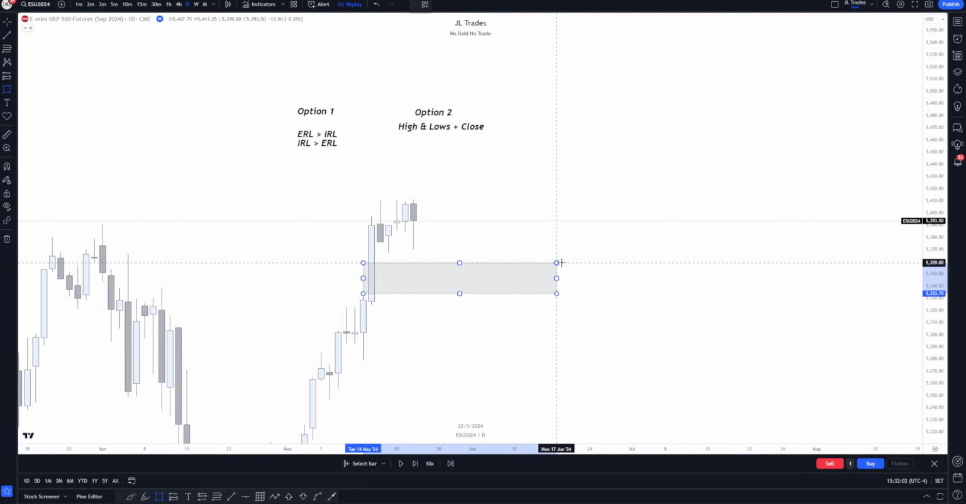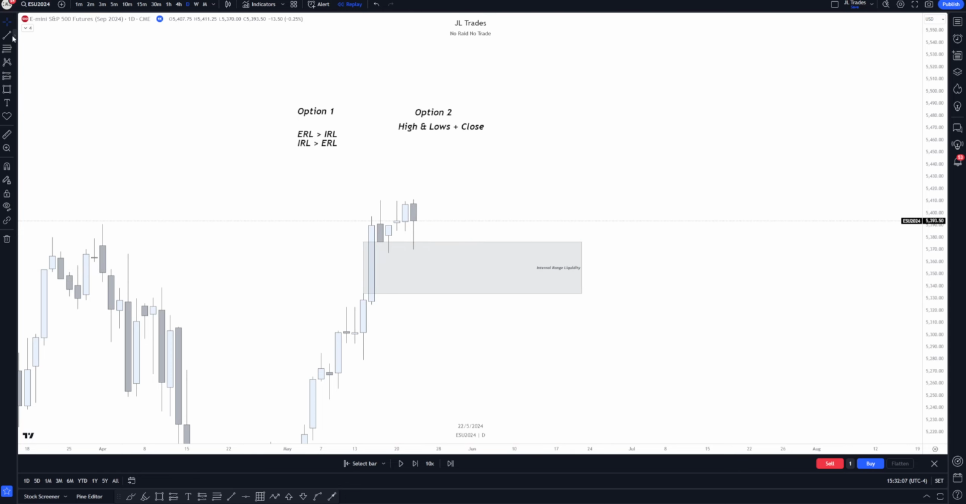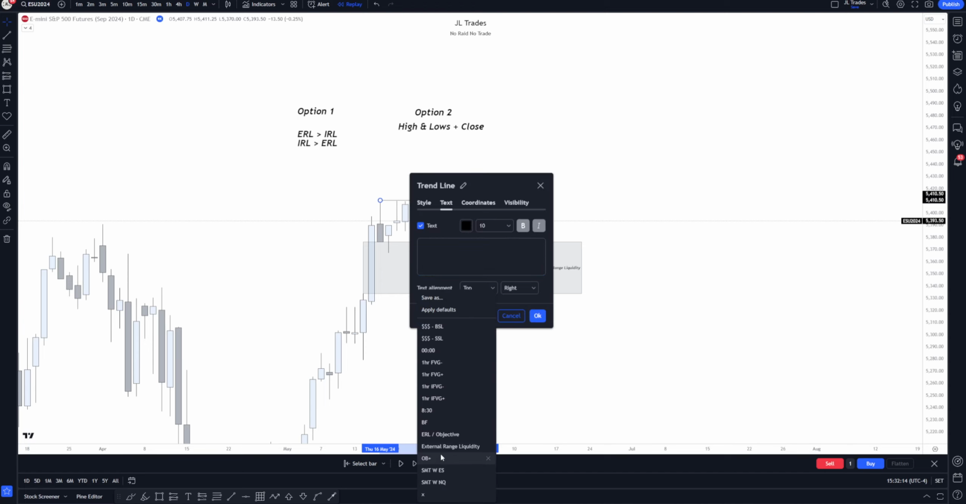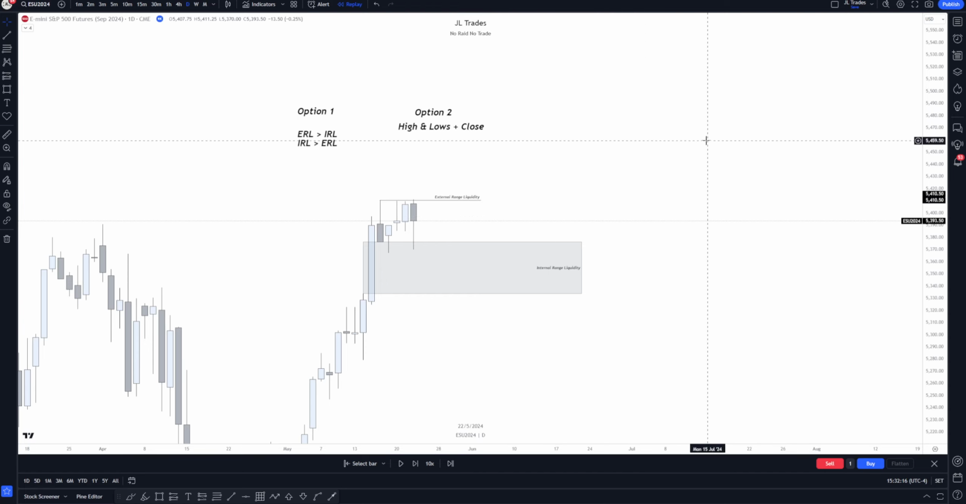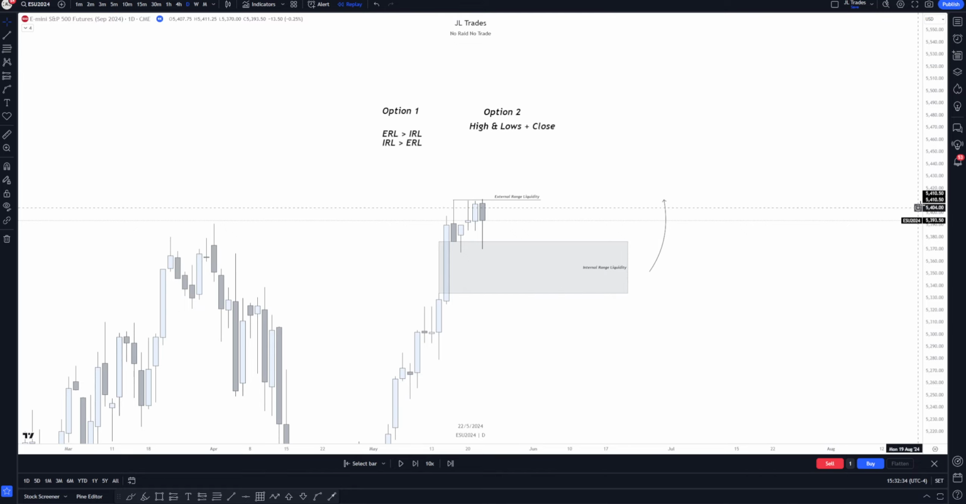So we have an internal range liquidity here, a fair value gap that is bullish, and we also have a swing high up here. This is our external range liquidity. Okay, so just look at that and look at price. What do we see? We see a move from internal range liquidity to external range liquidity. So we would have a bullish bias until this external range liquidity gets taken. Once this external range liquidity gets taken, I would look for a move to internal range liquidity.